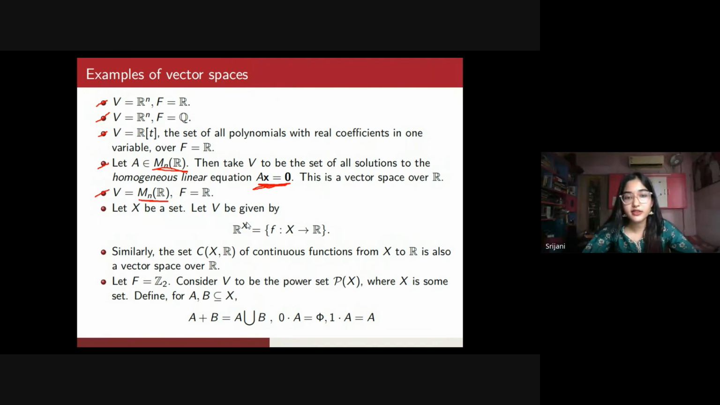Now, this is one abstract example. So as I said, Rn, we can visualize it as the set of all the functions from the set 1 to n to R.